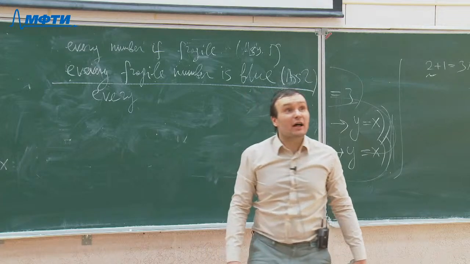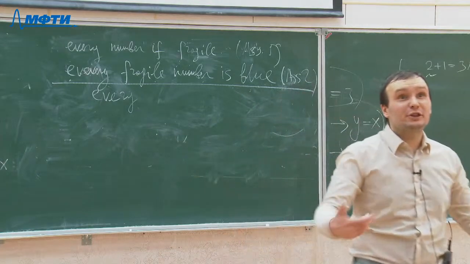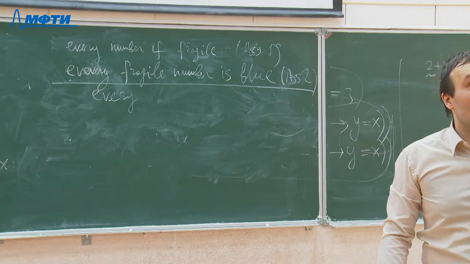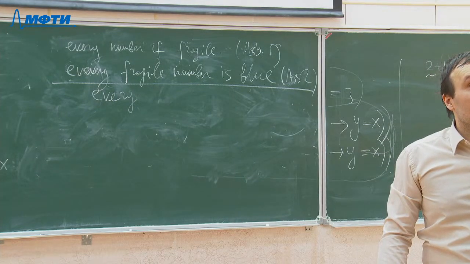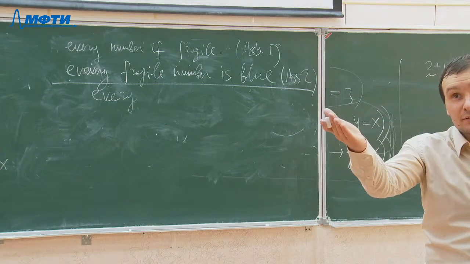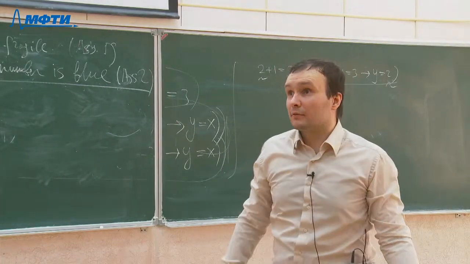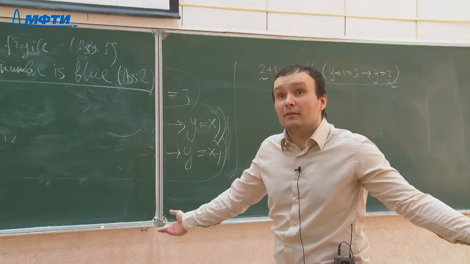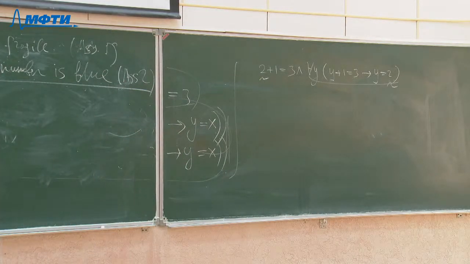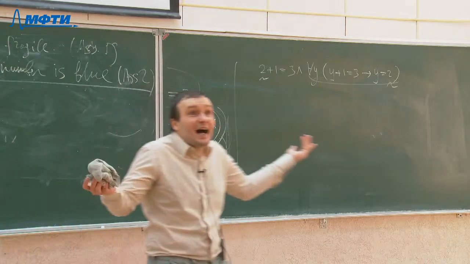Every number is fragile. Assume it. Every fragile number is blue. What can you infer therefrom? So please. It means nothing. Fragile, that means, in general, that you can easily break it, like a glass, say. But here that means nothing.